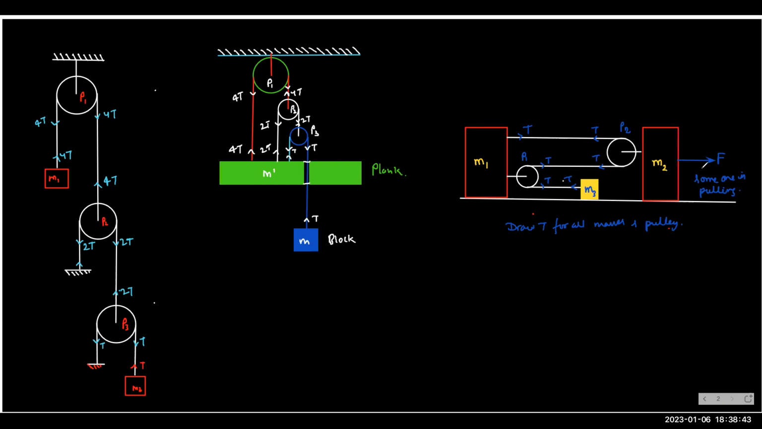If you look at the arrow on the right of M2, a force F is acting there. This is a way to say that someone is pulling this entire system towards the right. Because of this pull only, tension has been developed in all the other strings. Once you know how to draw the tension force, half your job is done.